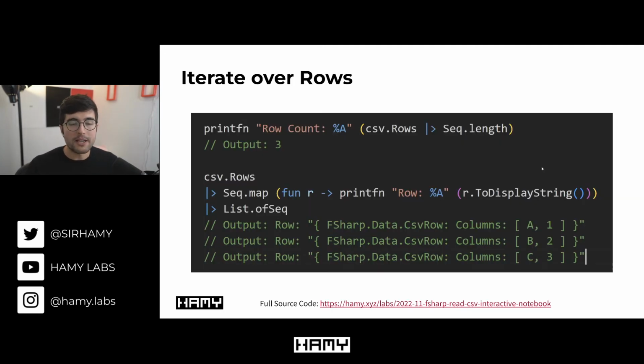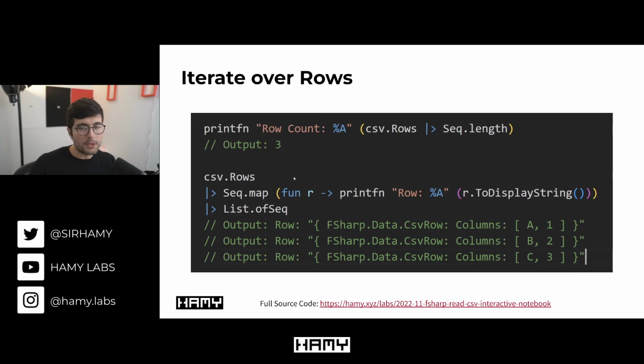Okay, so the most common thing you're going to want to do is just iterate over rows. And so CSV gives us this nice rows property, which basically just gives us a sequence of all of the rows. So here we can just pass csv.rows to sequence.length, and it'll just tell us the count in that sequence, which we know is 3 because we just saw what was in it before.